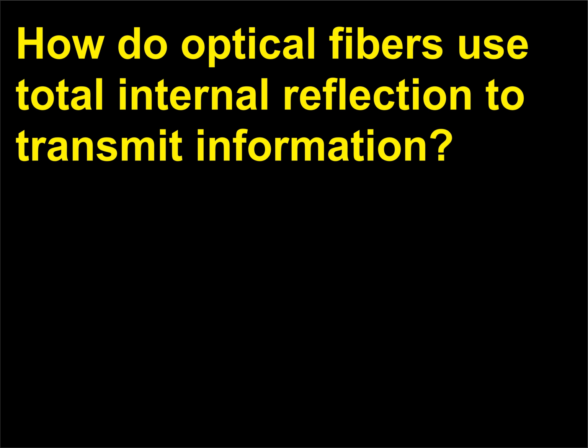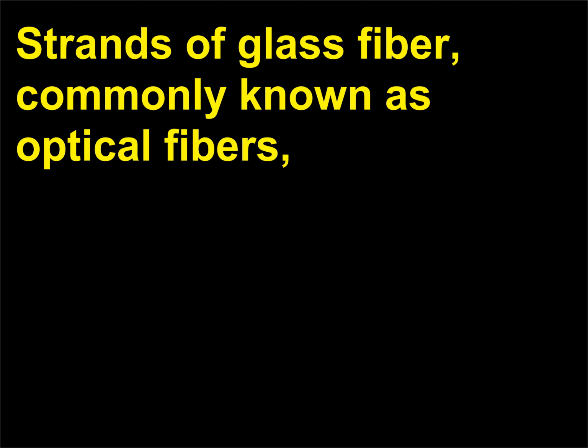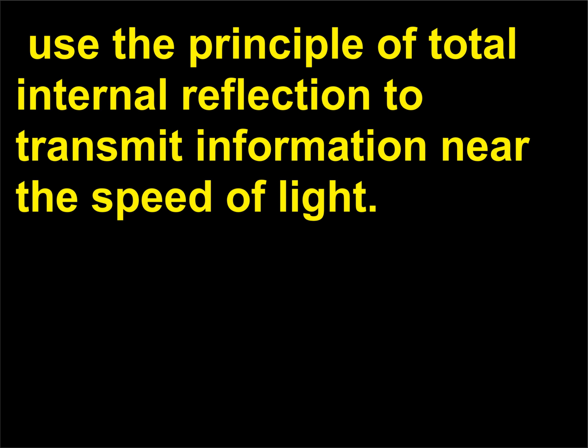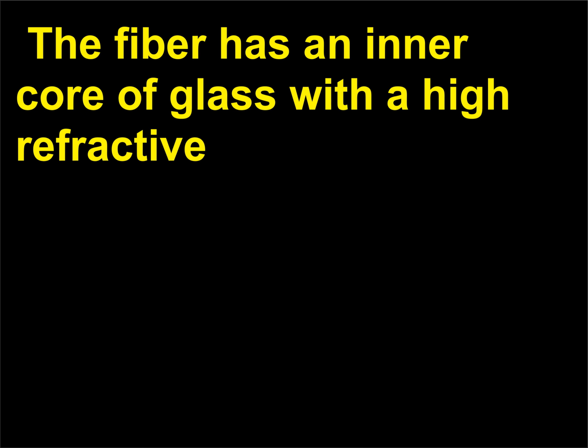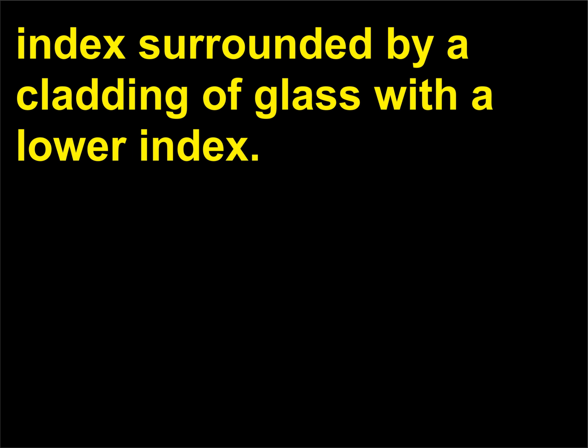How do optical fibers use total internal reflection to transmit information? Strands of glass fiber, commonly known as optical fibers, use the principle of total internal reflection to transmit information near the speed of light. The fiber has an inner core of glass with a high refractive index surrounded by a cladding of glass with a lower index.